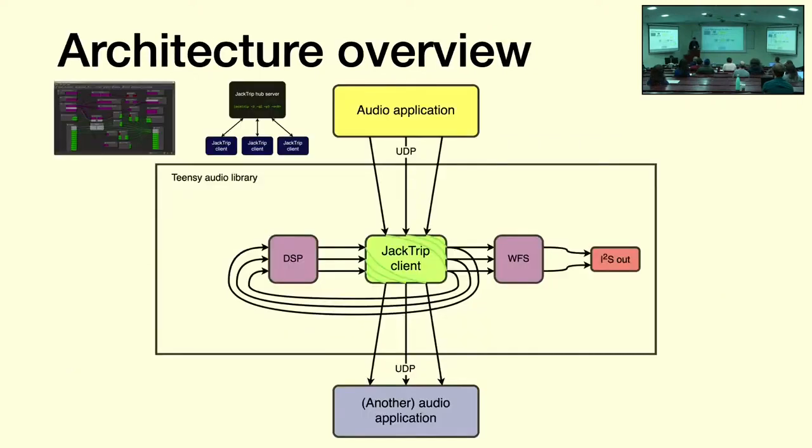So here's an architectural overview of our system. I thought my diagrams were going to get quite convoluted and difficult to follow, and then I saw Nando's, which were very impressive. But now the initial system is fading into the background. We have this main overview. Our audio application is sending audio over UDP into the Teensy audio library. It's being received by this JackTrip client, sent to a WFS algorithm, which is going to the Teensy's outputs. And the client can also send audio back to itself that then gets sent back into Jack over UDP.